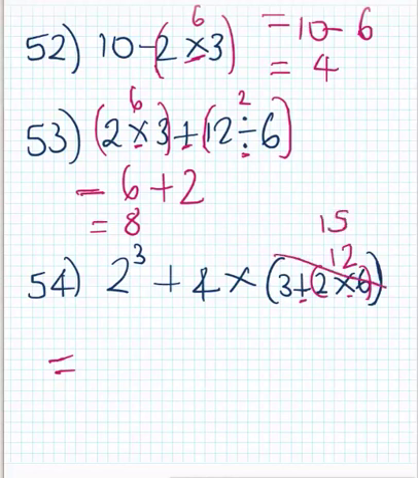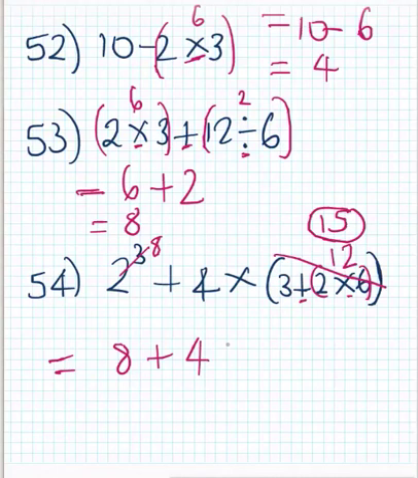So this bracket here, inside the bracket, I ended up with 15. And remember, 2 times 6 came first. So the other thing I can also do next is 2 to the power of 3. I know 2 times 2 times 2 is 8. So I'll stop there and I'll write down what I have left. So I have 8 plus 4.